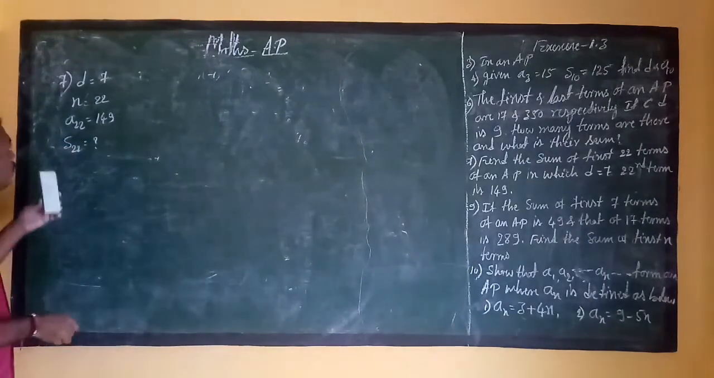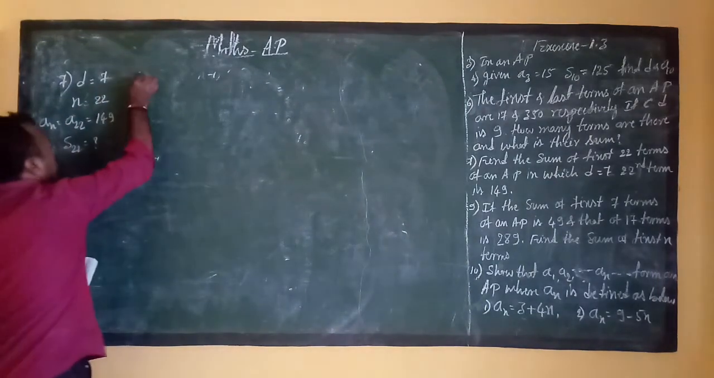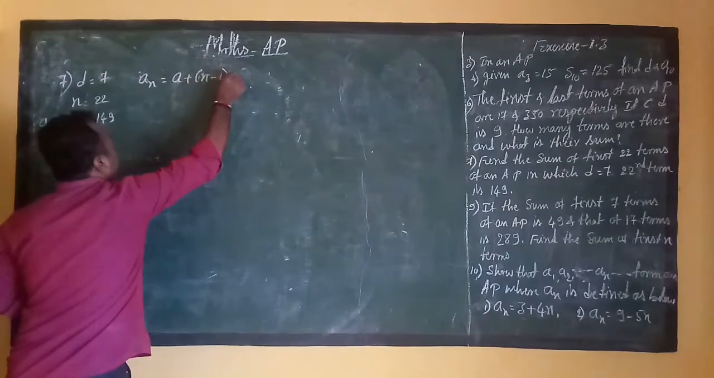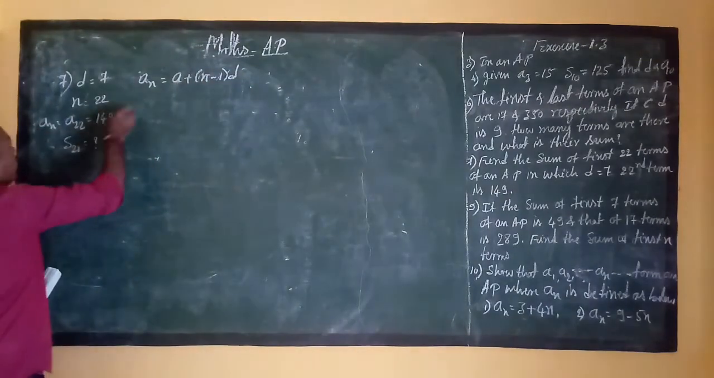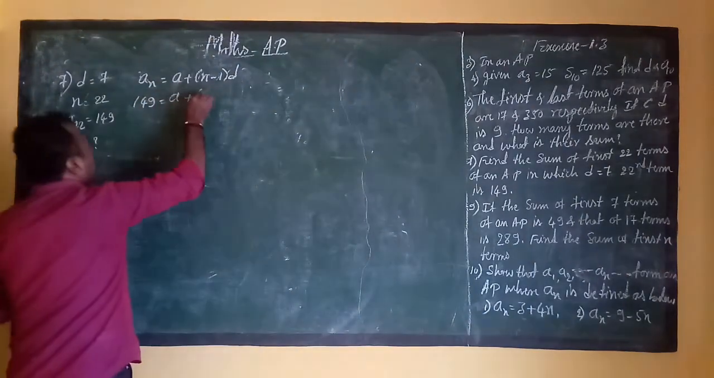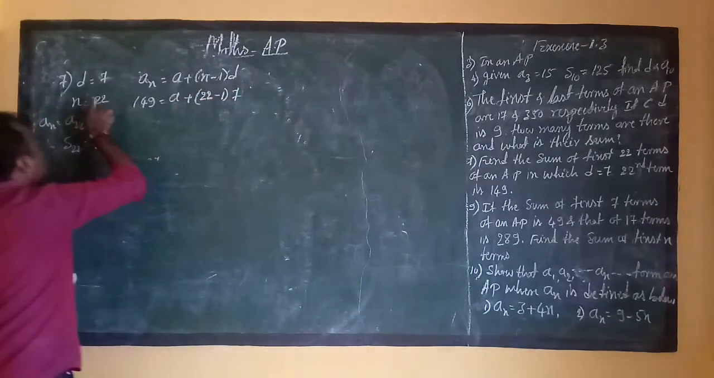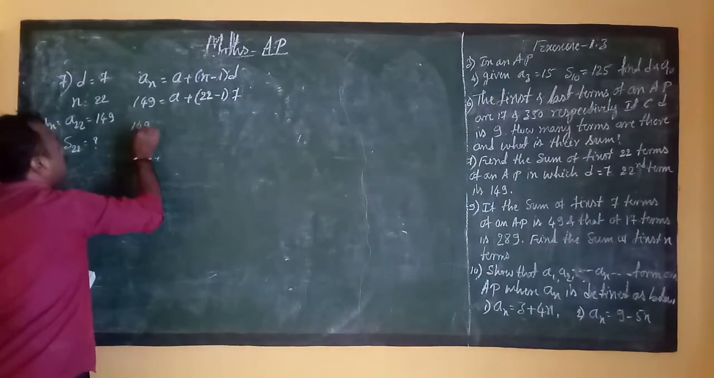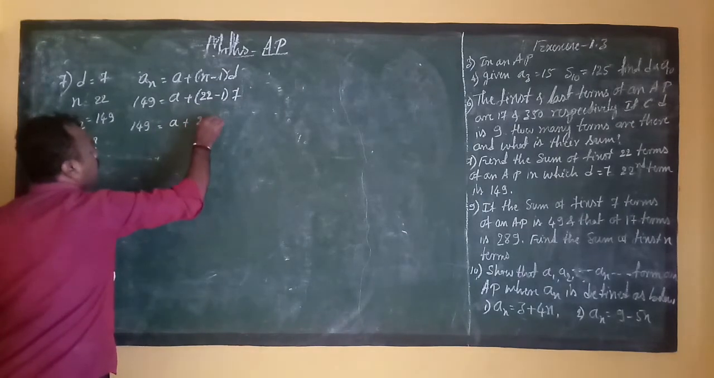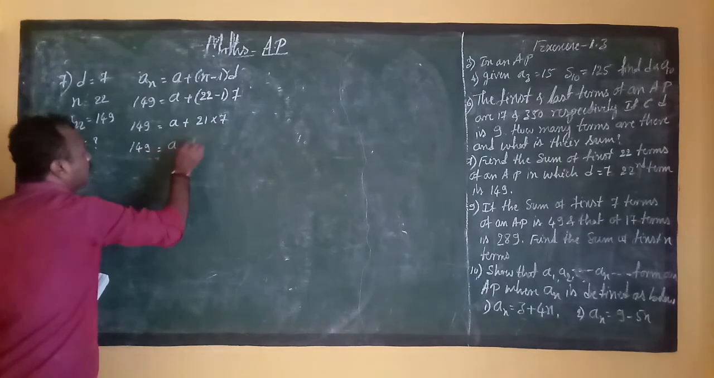What are they given? a22 is given. That means an is given. So that's why I am using the an formula. an is equal to a plus (n minus 1) into d. They have given an as 149. It is equal to a, which we have to calculate, plus n, that is 22, minus 1, into d, that is 7. So 149 is equal to a plus 21 into 7.